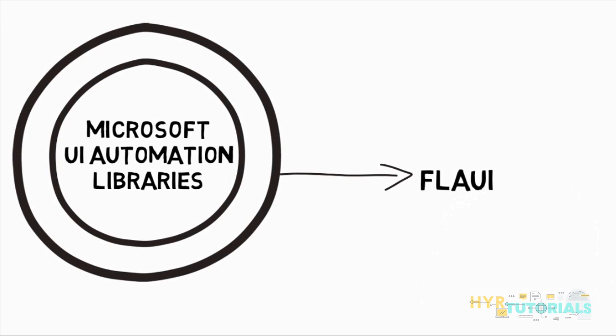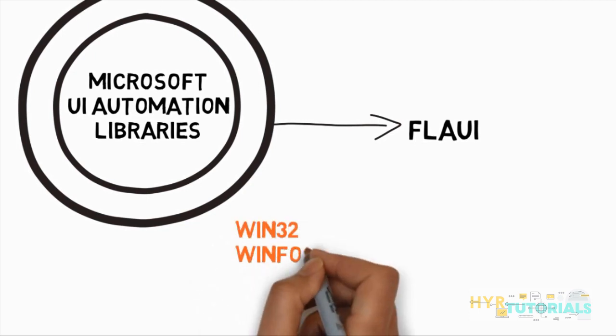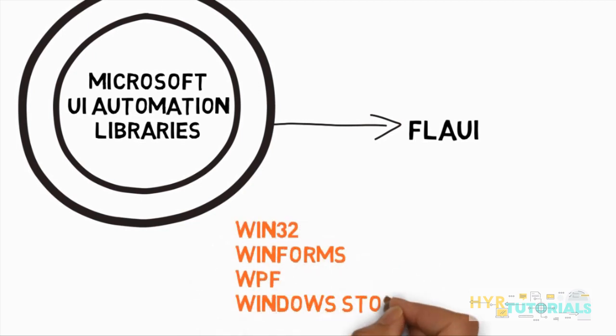Overall, FlaUI wraps almost all the functionalities from the Microsoft UI automation libraries. If something is missing, it allows the user to implement the functionalities using native objects. So it provides native object support also. With FlaUI, we can automate Win32, WinForms, WPF, Windows Store applications, etc. All these kinds of Windows based applications can be automated using FlaUI.